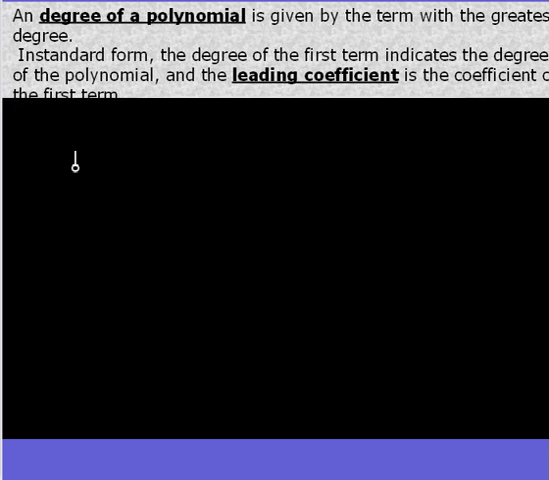All right, so the degree of a polynomial is a little different. It's given by the term with the greatest degree. So if you have 3 monomials added together, you're going to look at the one that has the highest degree. And we've just learned how to define the degree of each monomial. In standard form, the degree of the first term indicates the degree of the polynomial. Standard form means that your highest exponent is to the left and it decreases as you work your way to the right. The leading coefficient is the coefficient of the first term as well. So this is if it's in standard form.